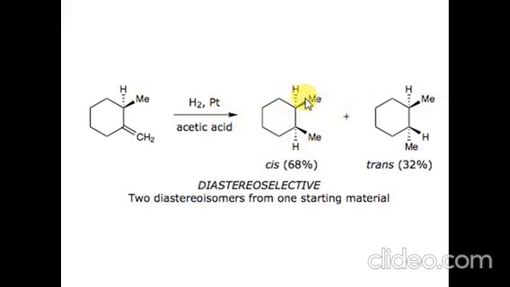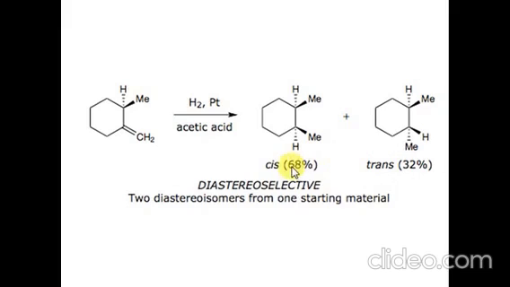So here we have two methyl groups, and the two methyl groups are on the same side. So these are cis, and here the methyl groups are on opposite sides. Here is above the plane, and here is below the plane. So this is a trans configuration. So you can see here that the cis is forming in more amount, while trans is also forming.